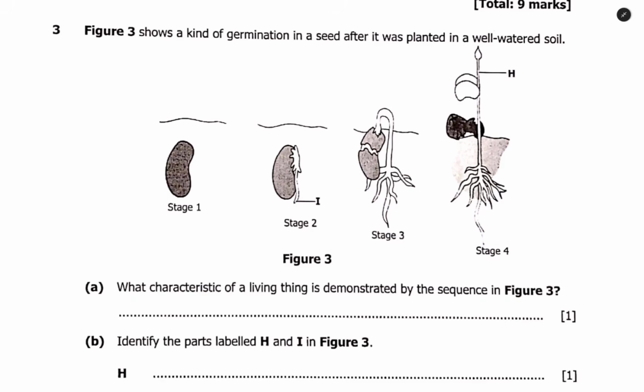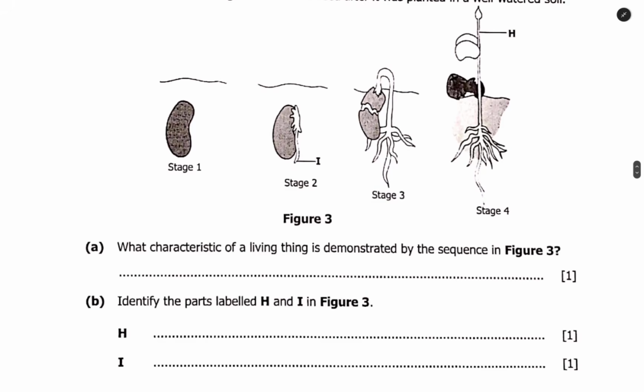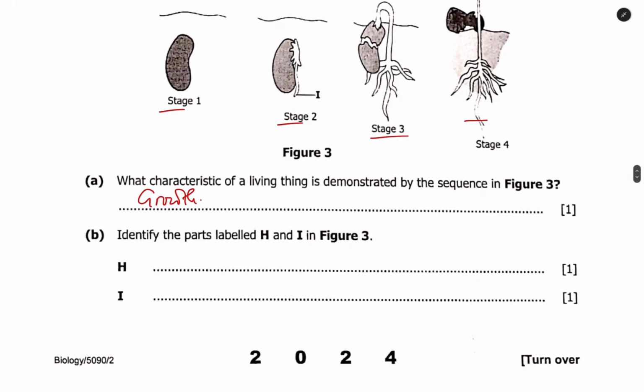So for question 3, figure 3 shows a kind of germination in seeds after it was planted in well-watered soil. So water, as the condition required for germination, was a variable. What characteristic of living organisms is demonstrated above? Look at this. We are starting with the seed, coming to stage 2, here, germination. And of course, you can see the improvement or the growth. So here, the characteristic is called growth. And I hope you know how to define growth at the moment.